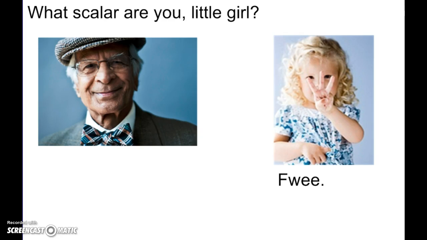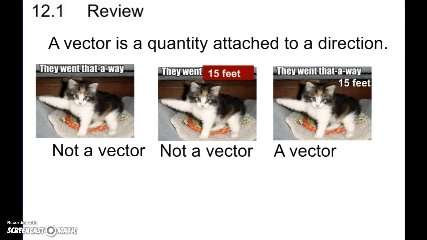So here's my example. And a vector is a quantity and a direction together. So the first one's just a direction. The second one's just a quantity, and then the third one's together. Is that what you got from last time? Okay.